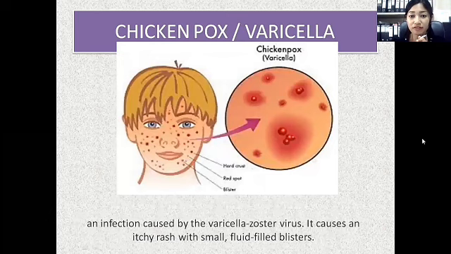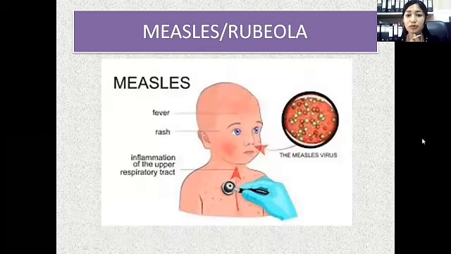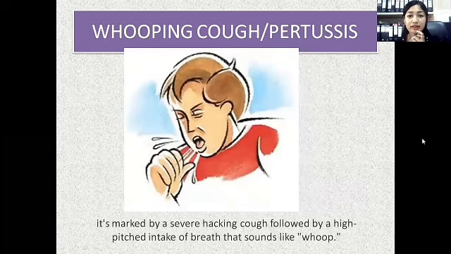Then chicken pox or varicella is an infection caused by the varicella zoster virus. It causes an itchy rash with small fluid-filled blisters. And then rubella or German measles is a viral infection that causes a rash on the body. Then measles or rubeola, with the symptoms fever, rash, and inflammation of the upper respiratory tract. And then we have mumps or infectious parotitis, swelling in one or both of the saliva-producing salivary glands. Whooping cough or pertussis, marked by a severe hacking cough followed by a high-pitched intake of breath that sounds like a whoop.